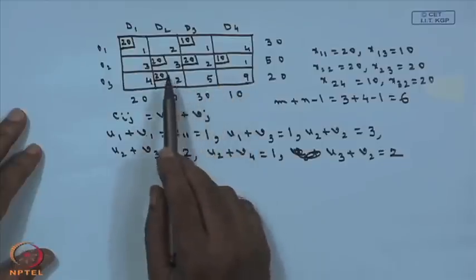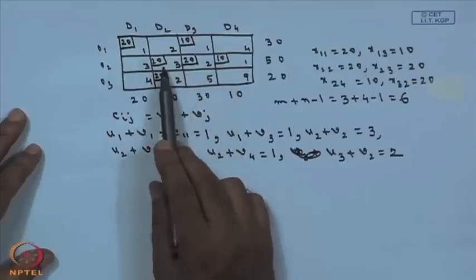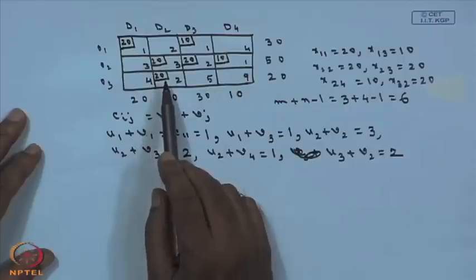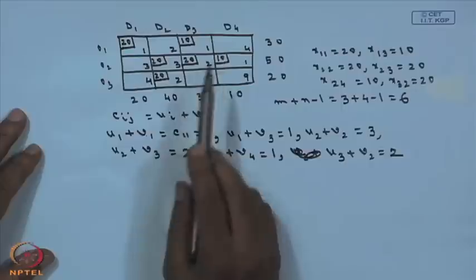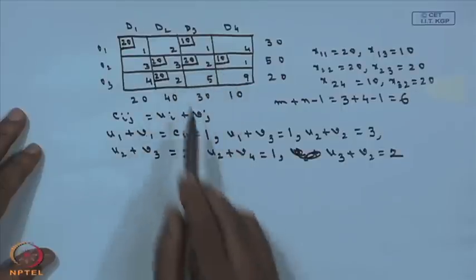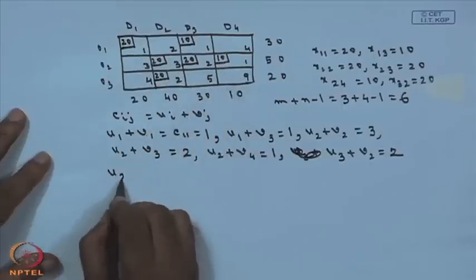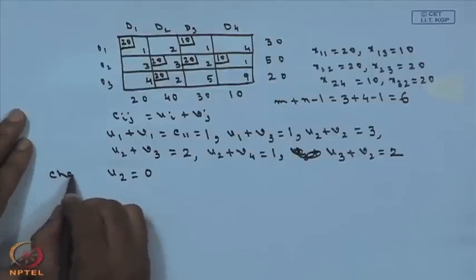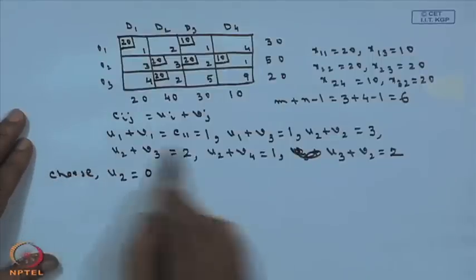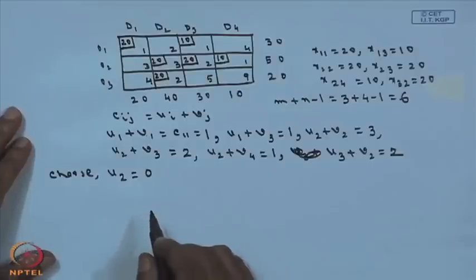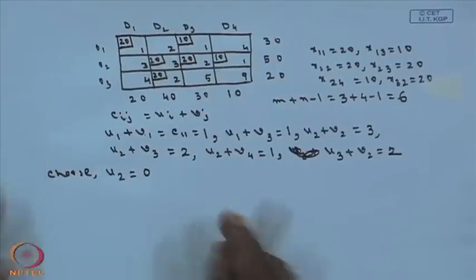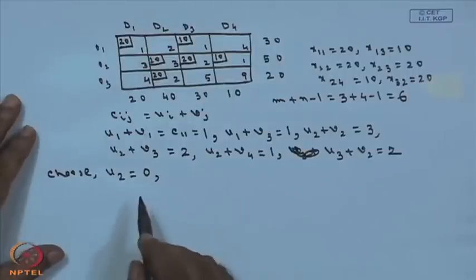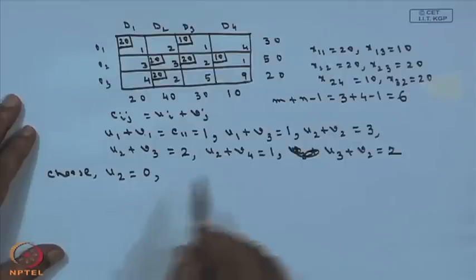Just like here, if you see, row 2 has the maximum number of allocations, that is 3. No other row or column is having 3 occupied cells. So, I can make u2 equal to 0. You have to choose this, otherwise you cannot obtain the values of the others. So, once I have obtained u2 equals 0, now you can obtain the other things from here.